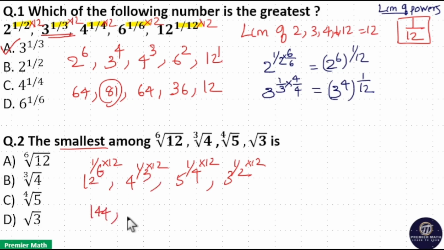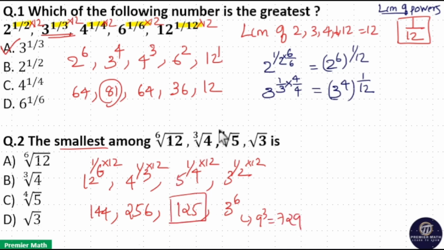Here, this is 4 raised to 4. That is, 4 raised to 4 is equal to 4 cube is 64, 64 into 4 is equal to 256. Now, 5 raised to 1 by 4 into 12 is equal to 5 cube, which is 125. And here, 3 raised to 6 means 9 cube, which is equal to 729. Which means here the smallest is 125. That is the 4th root of 5. Option C is your answer.